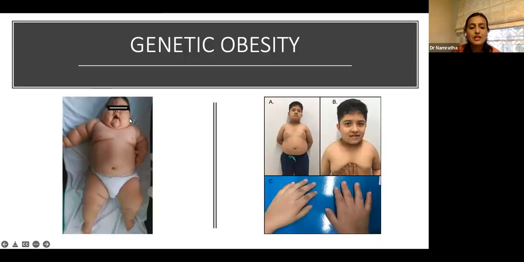So this is a picture of an infant with leptin receptor resistance. Usually they present with severe early onset obesity after birth, at less than 6 months of age. This is a typical child with Prader-Willi syndrome who has hyperphagia associated obesity. They have typical clinical features, and in these syndromes, obesity is usually seen after the 2nd to 3rd year of age when the hyperphagia kicks in.